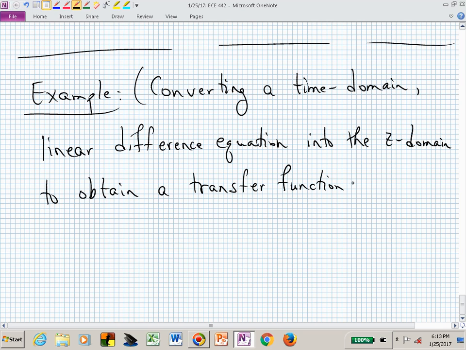And this is similar to what you did before when you took a differential equation and found a transfer function. You might have a differential equation that describes the governing relationship of some system, a circuit, and you wanted to find the transfer function associated with that. Now we have a time domain linear difference equation, and we want to find the transfer function in the frequency domain that describes that relationship. Here we're going from the time domain into the frequency domain.